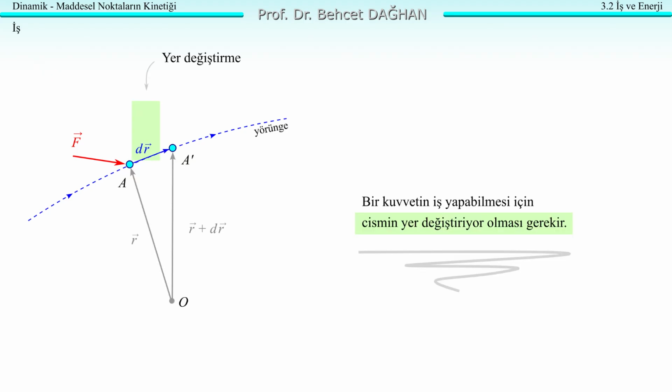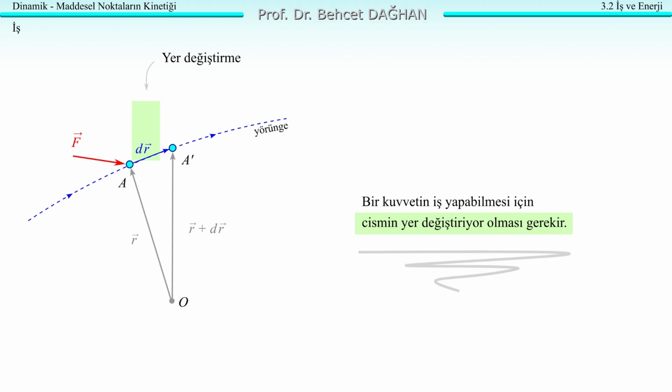For a force to do work, the particle, the object, must be in motion. That is, it must be changing its position. Let's assume our particle undergoes a very short displacement, a differential displacement, over a very short time interval. Let's say it displaces from position A to position A prime. Of course, since this displacement is differential, it is extremely small. Let's not forget that. That is, points A and A prime are almost on top of each other.